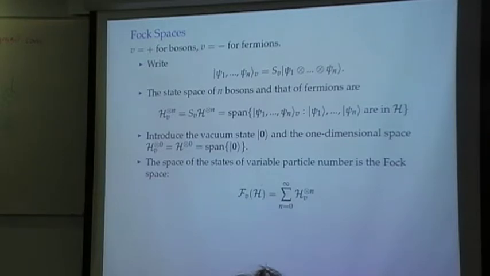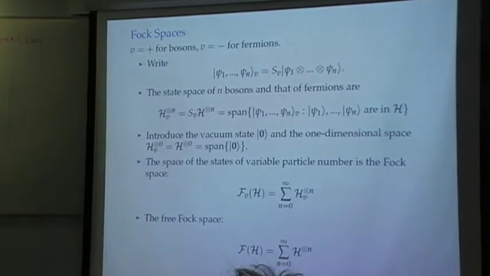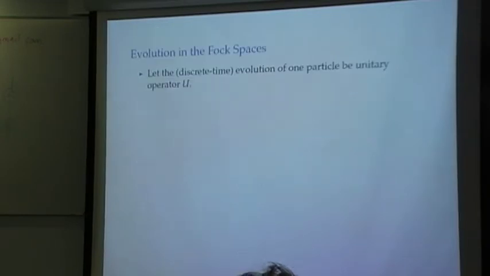Now we can define the space of the states of variable particle numbers, which is the Fock space, F_S(H), equal to the direct sum of H tensor n with symmetrization. We can also define the free Fock space. So here we don't have the symmetrization operators. So this is the space of bosons and fermions. Then what about the evolution of bosons and fermions?